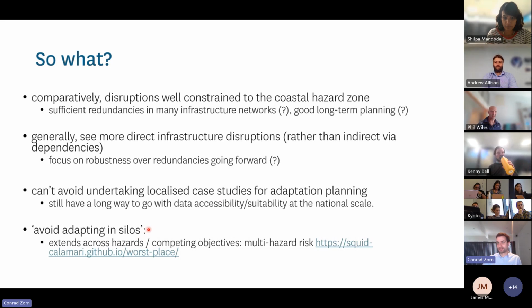And then finally, what we often see in the standards and the policy documents in the coastal space is about avoiding adapting in silos, not considering the wider implications. Infrastructure dependencies in this case, or accessibility to communities, are only one aspect of this. The risk we are running here is also not considering other hazards, and the other competing objectives that our infrastructure owners and operators have as well.